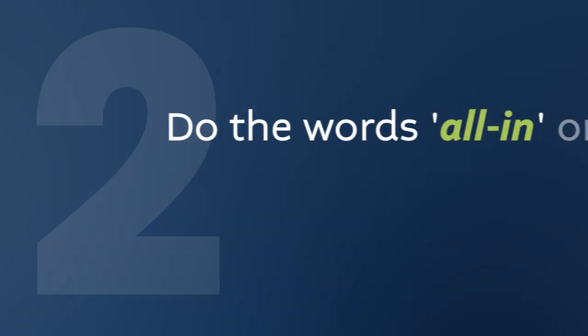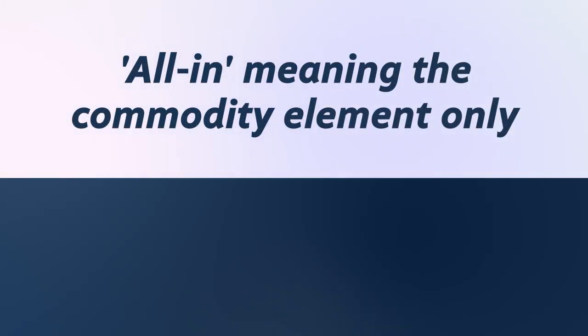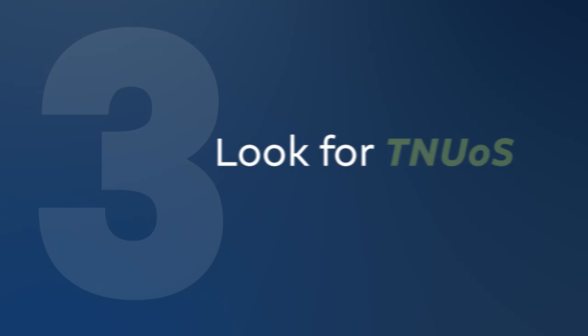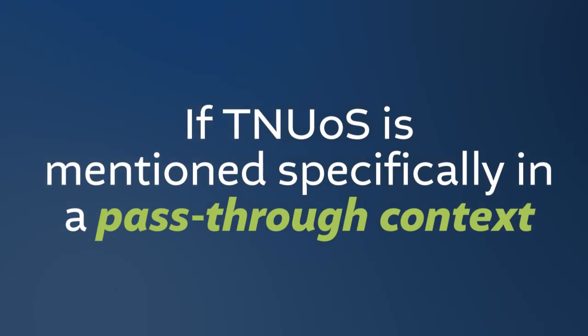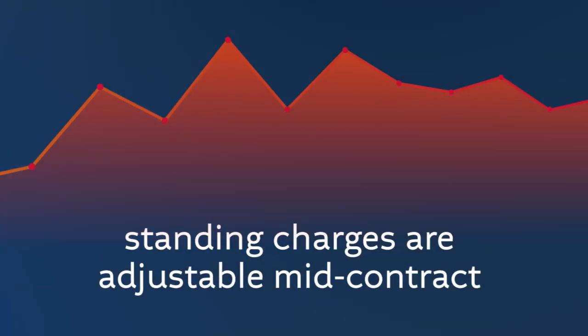Number 2, check whether the words all in or inclusive appear in your contract, and if they do, confirm that they apply specifically to network and transmission charges. Some contracts use all in to mean the commodity element only. Others mean the full bill. Number 3, look for any reference to TNUoS or TDR in the contract terms. If TNUoS is mentioned specifically in a pass-through context, your standing charges are adjustable mid-contract.